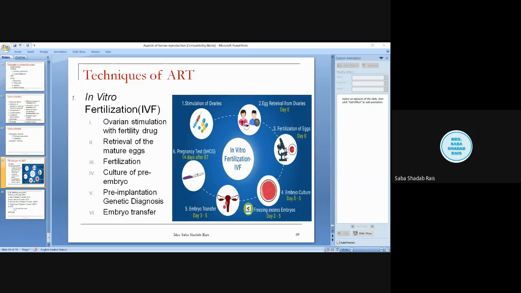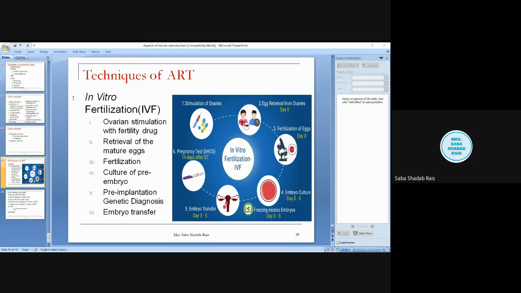This procedure does not require any type of general anesthesia, but it is a little bit painful method. So pain medication can be given to the female. Now egg is available. What to do next? Next step is fertilization. Point to be remembered, this is going to be in vitro, outside the body.